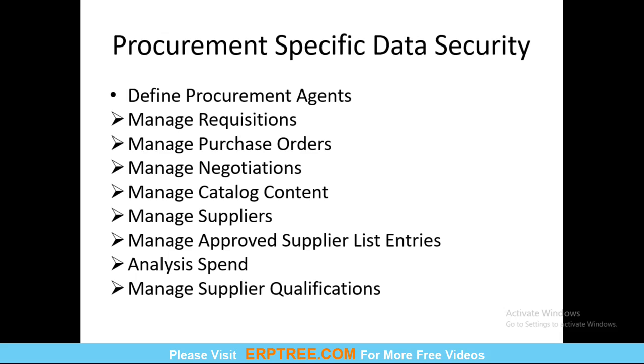Here are some of the documents that the procurement agent can access, based on the request being given or enabled. He can manage requisitions, manage purchase orders, manage catalog content, manage suppliers, manage approved supplier list entries, spend analysis, and supplier qualification. So I'll move to the next slide where you'll better understand this procurement agent setup.